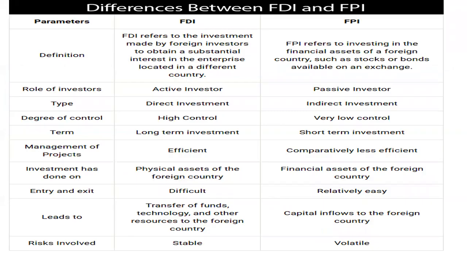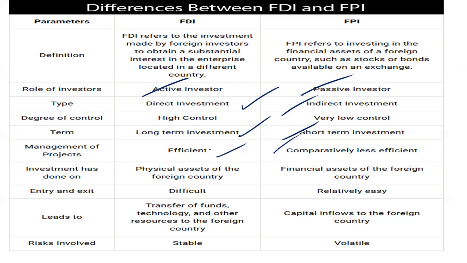Let's see the difference. Now, definition we have seen. Then let's see the role of the investor. The investor will be active in FDI, and in FPI he will be passive. Then FDI is the foreign direct investment, and FPI is the indirect investment. Then FDI will be for long term and FPI will be for short term. Then the management of the projects: by using FDI, you can manage the project more efficiently, and by using FPI, the investor will be comparatively less efficient.